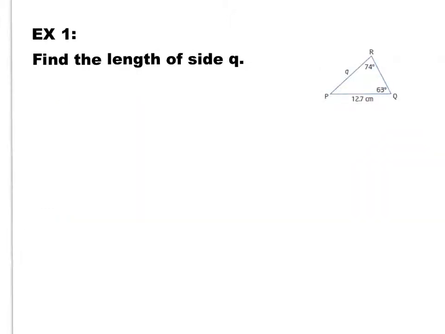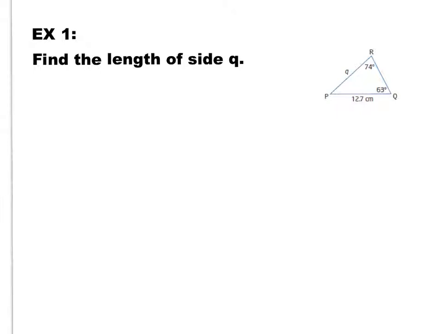Okay, question number 1. It says, if I have a triangle RPQ with angle R to be 74 degrees, angle Q to be 63 degrees, and side PQ to be 12.7 centimeters, find side Q. So go ahead, see if you can solve this one.